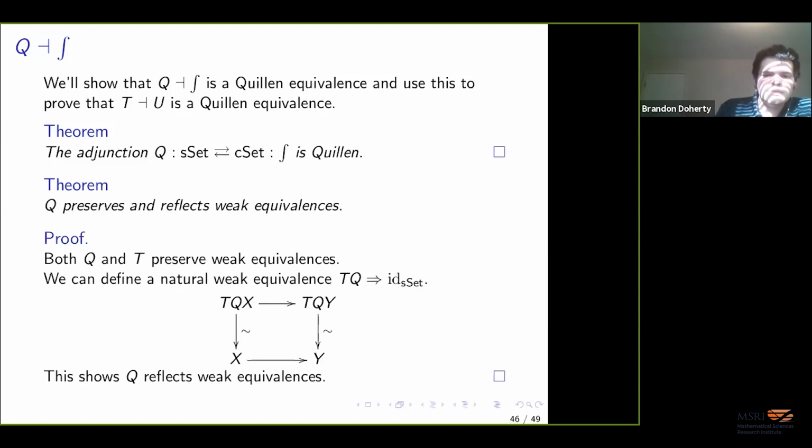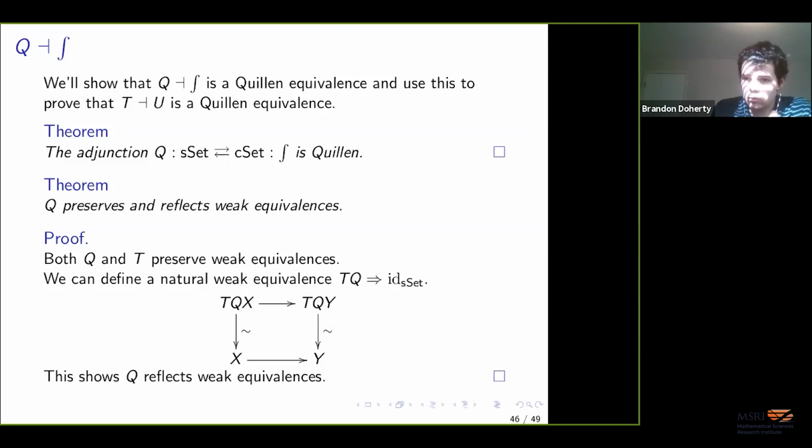To do that, we have a brief sketch of a proof here. Q and T both preserve weak equivalences because they're left Quillen functors, and all objects in these model structures are cofibrant. What we can do then is define a natural weak equivalence from this composite, Q followed by T, to the identity on simplicial sets. And so what this shows is that Q reflects weak equivalences.